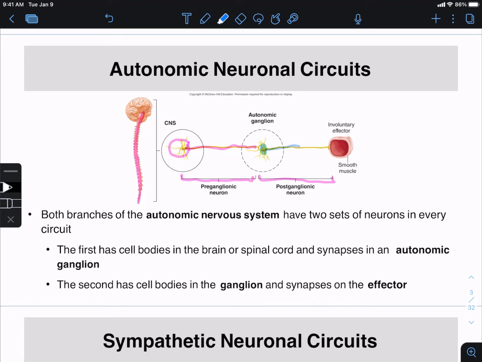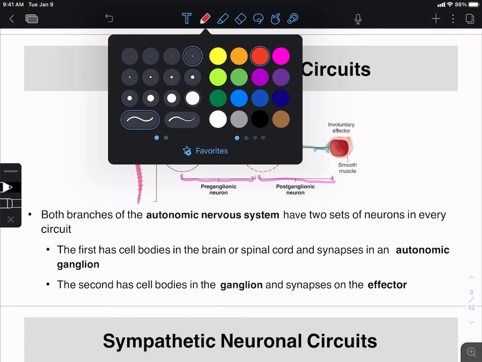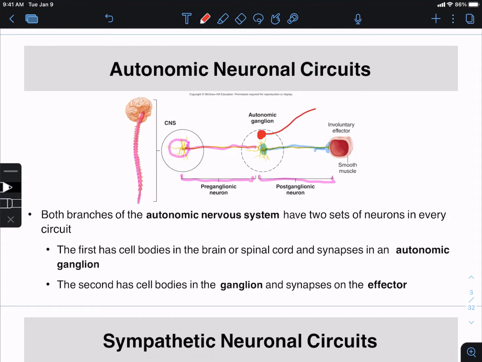The axon would then exit the ganglion and synapse onto the effector organ, whatever that happens to be, whether it's smooth muscle, gland, cardiac muscle, or adipose tissue. This autonomic ganglion would be home to the cell bodies of several other neurons, all within the autonomic nervous system. Those would go on to different effector organs. And as ganglions are, it's a cluster of cell bodies found in the periphery.